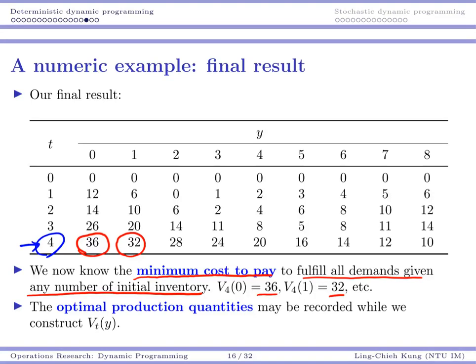Well, that's very good. What's even better is that we actually know what to do for every period, right? For period 4, what's the reason that I can get a 20 or a 16 here? It's because when I get this value, I already know I checked all the reasonable alternatives and I've picked the one with the minimum cost. So that's how I can get these V values. So the optimal production quantities may be recorded when we construct this table. That's how we solve the whole problem.